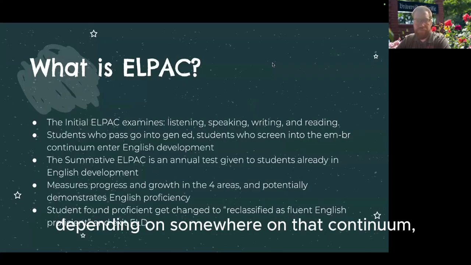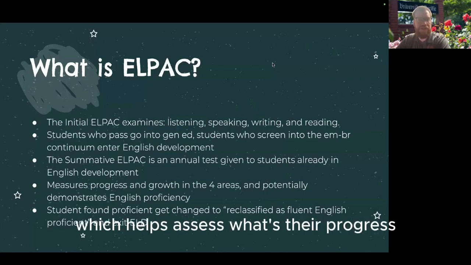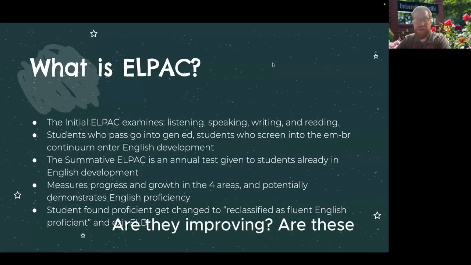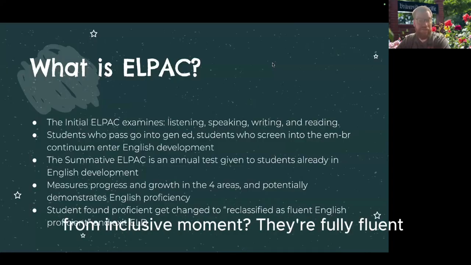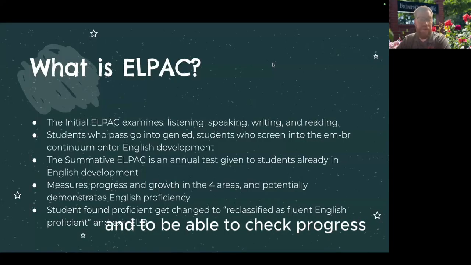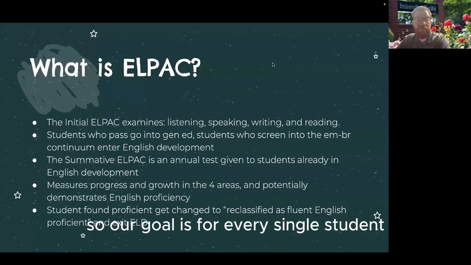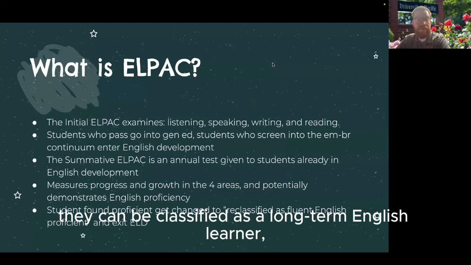And then on an annual basis, they will take the summative LPAC, which helps assess their progress relative to their current grade level. Are they improving? Are they still classified in a certain area? Do they need to be exited from English language development if they're fully fluent? It also checks progress in the four areas of listening, speaking, writing, and reading. Our goal is for every single student to be reclassified and exited. We also know that if a student is not making progress for several years, they can be classified as a long-term English learner.